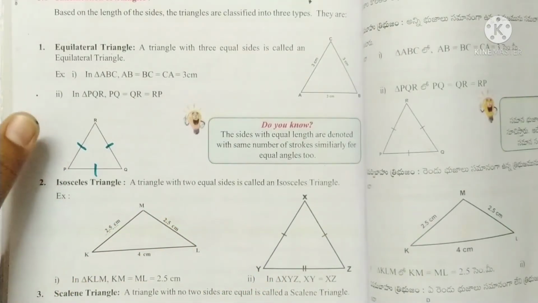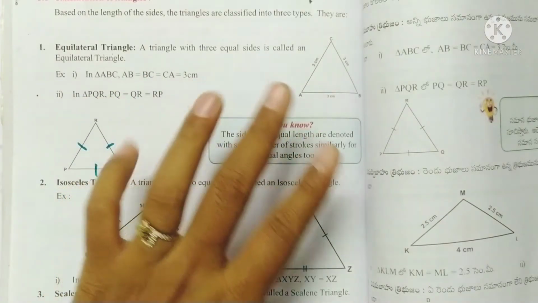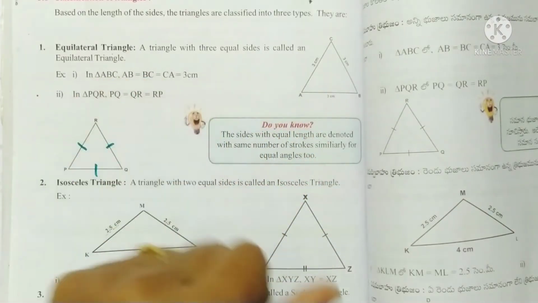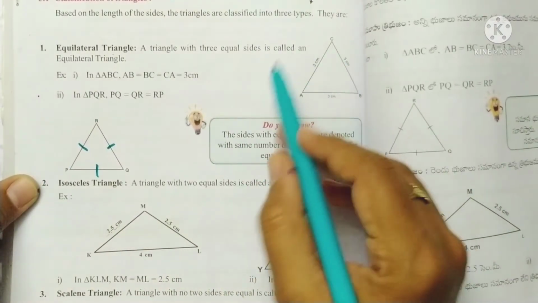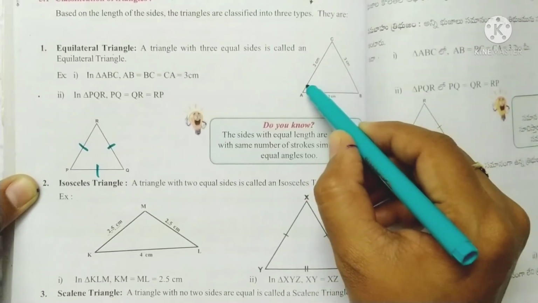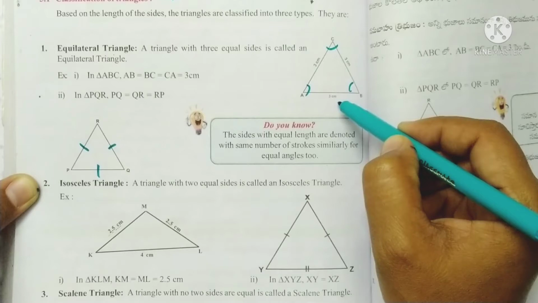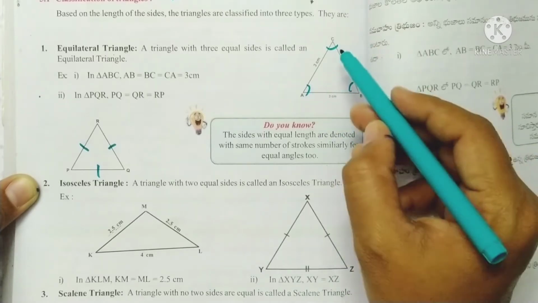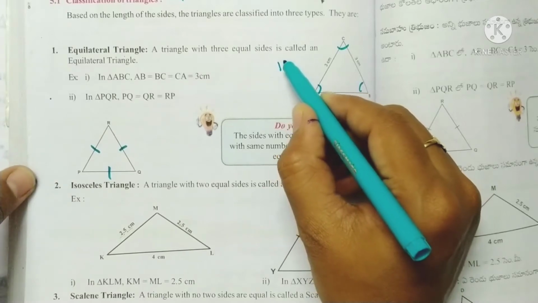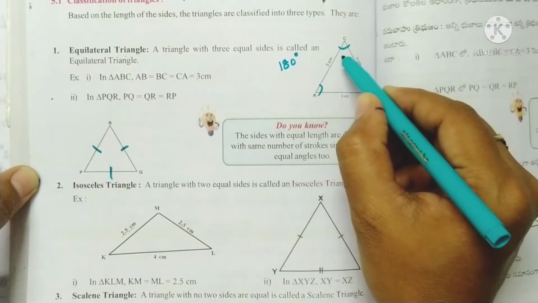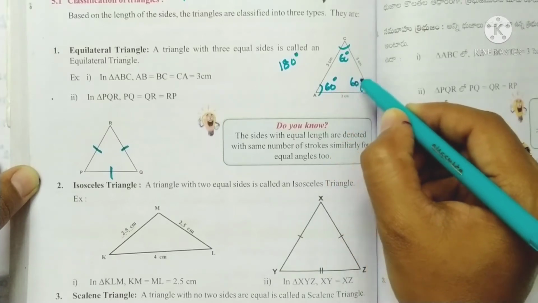So this is an equilateral triangle. What is an equilateral triangle? A triangle with three equal sides is called an equilateral triangle. In the equilateral triangle, angles are also equal. See here, 3 centimeters, 3 centimeters, 3 centimeters. Angles are also equal. The sum of the three angles in a triangle is 180, so each angle is 60 degrees in an equilateral triangle.